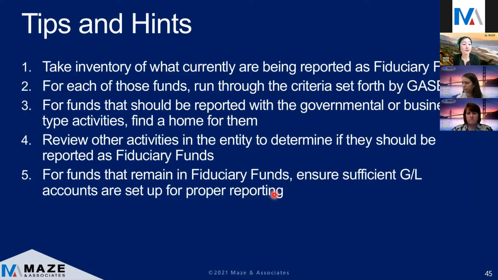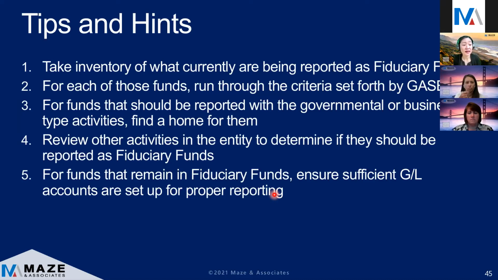Then for activities that you need to report with the primary government, find a home for them. Usually, if those assets are used to fund certain activities, maybe your building activities or planning activities, put them in those funds. If they're supposed to fund capital projects, put them with the capital projects. Then don't forget to step back and look at other activities that are not currently in the fiduciary funds and ask yourself, am I missing anything? So it's a two-way situation: look at what you have right now and what is not included right now, and make that determination.